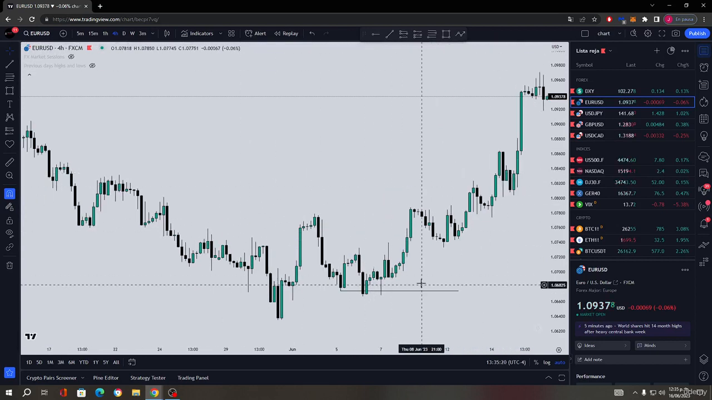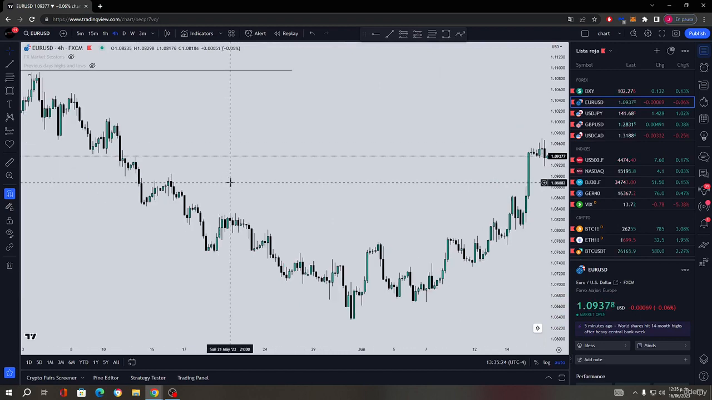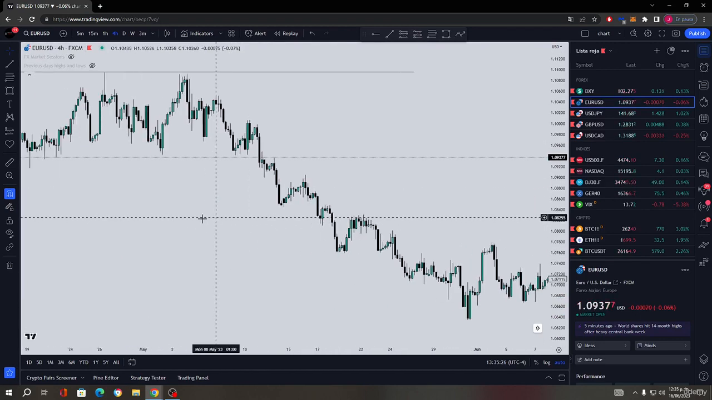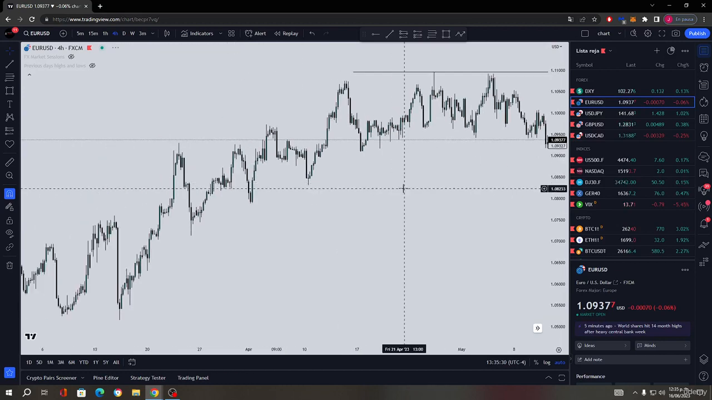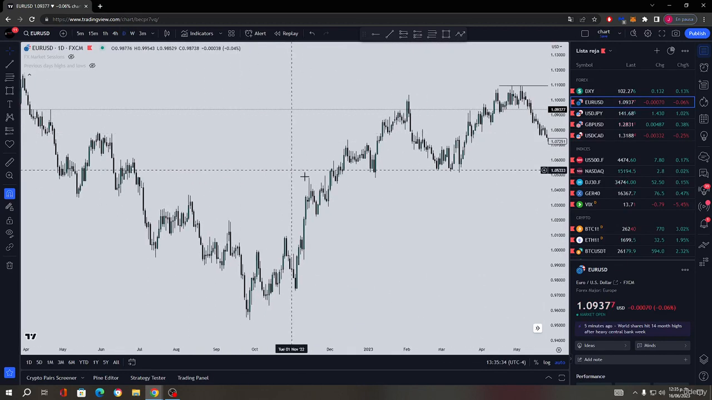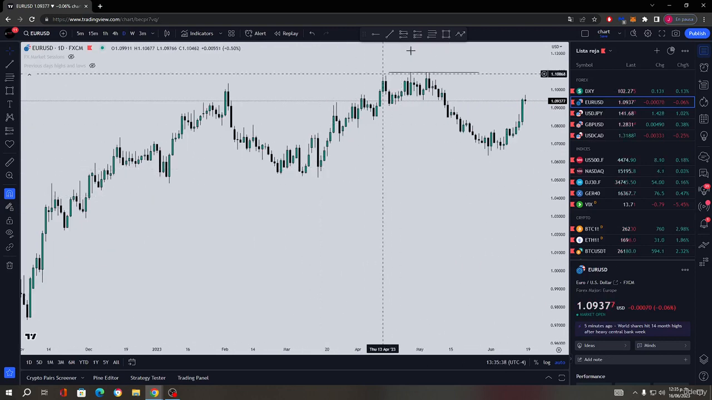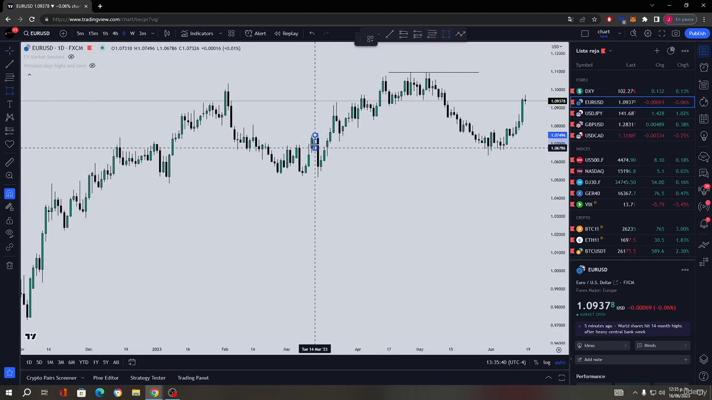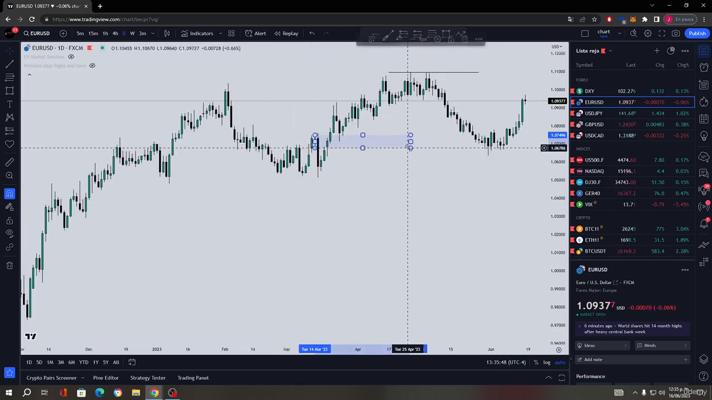So that's something to take note of. Sometimes the breaker blocks do not get tapped into. That's why I do not use them as much as other kinds of utility for my point of interest, but I'll show you some breaker block examples. This one right here, we take their stop losses. This is an up candle. Before we take the stops, we go down, we go up.